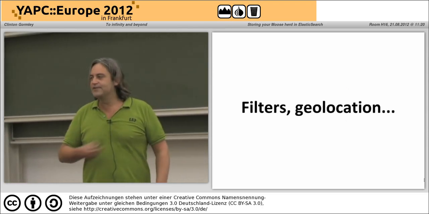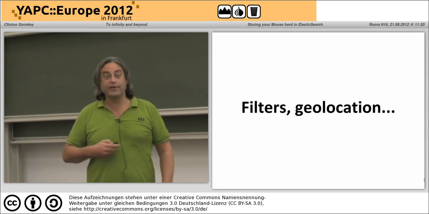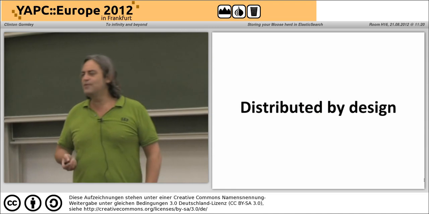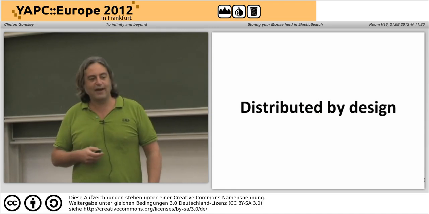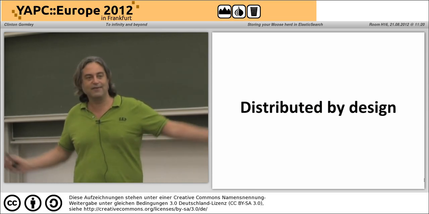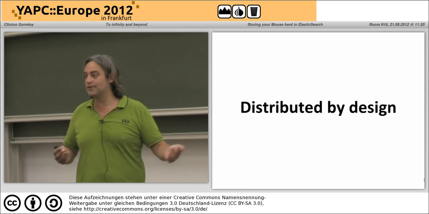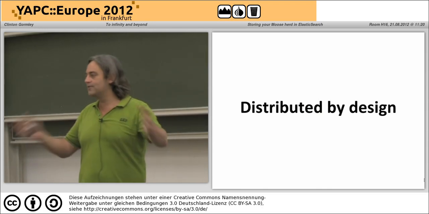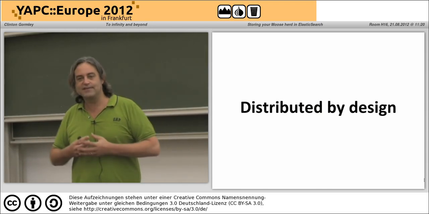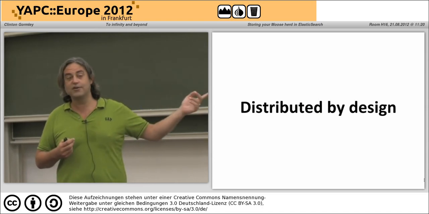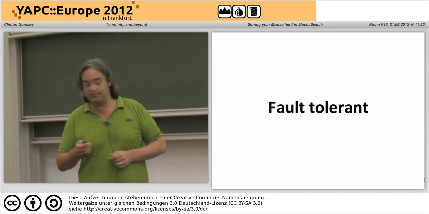It's got the usual filters, geolocation functionality, and so on that you would expect from a full featured database, and it's distributed by design. So I can just start five servers with Elasticsearch on them. They'll discover each other and start talking to each other. And all of the complexity of querying a distributed system and merging that data back together is handled by Elasticsearch and doesn't need to be handled by your application.